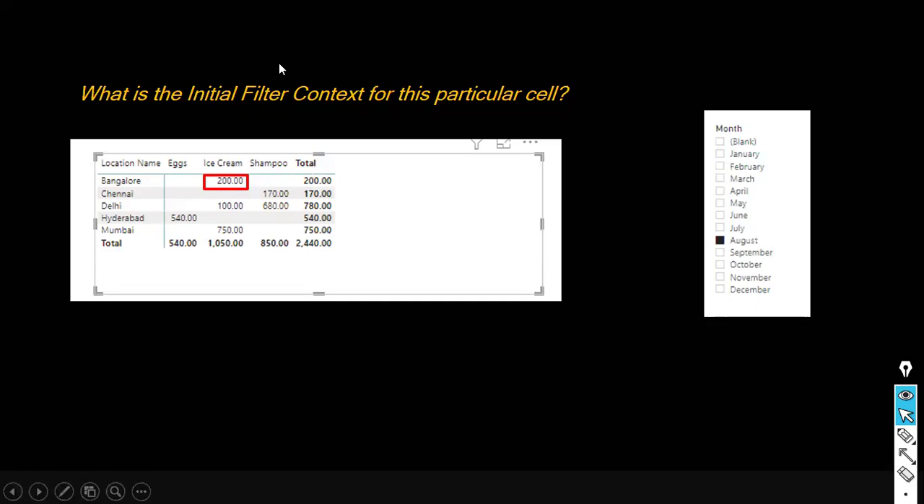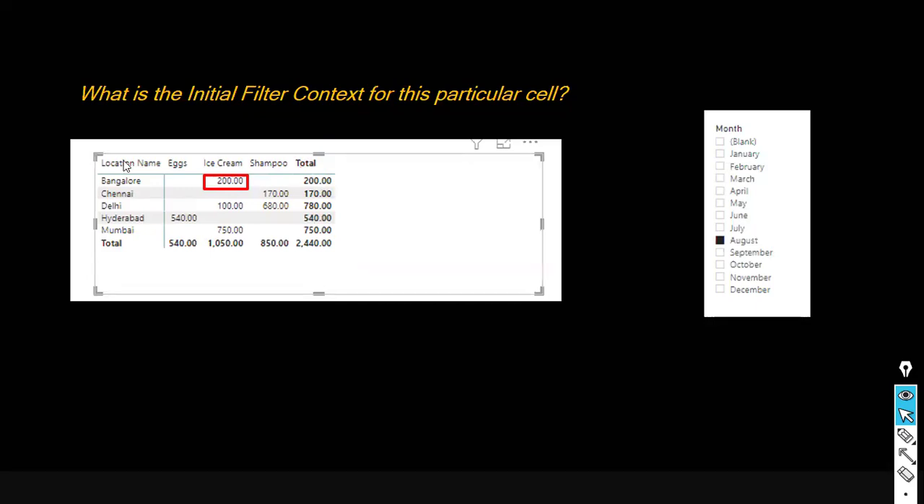Same thing, right? Yes. Rupa, you are correct. Supriya, you are correct. Shankar, you are correct. Sangeeta, you are correct. How about the others? What is the initial filter context? Make a mistake now. Tell me. Yes, very good.